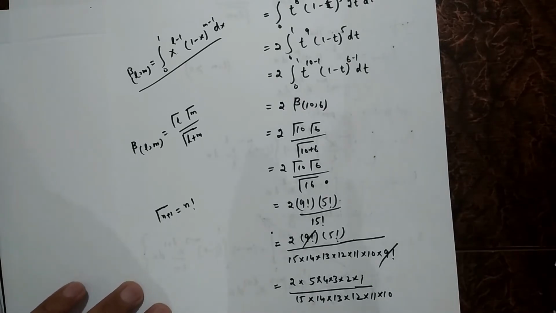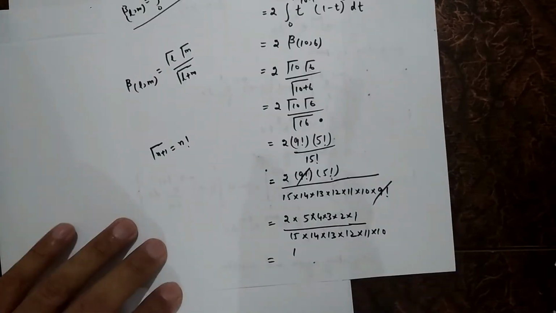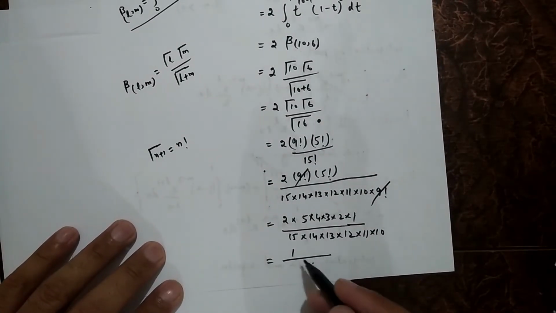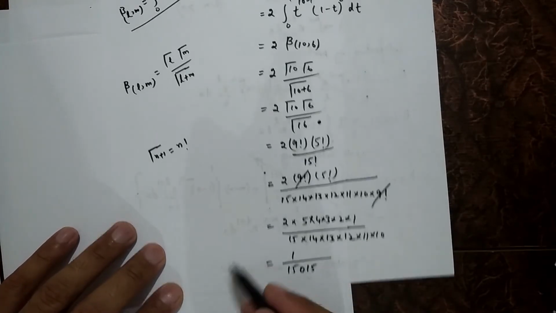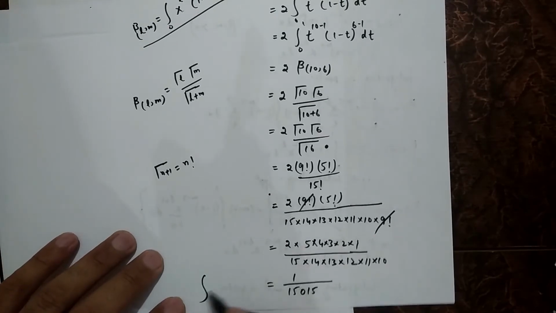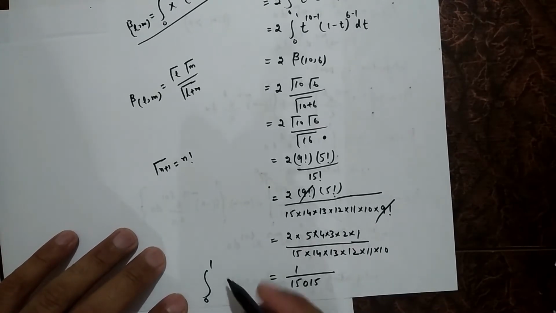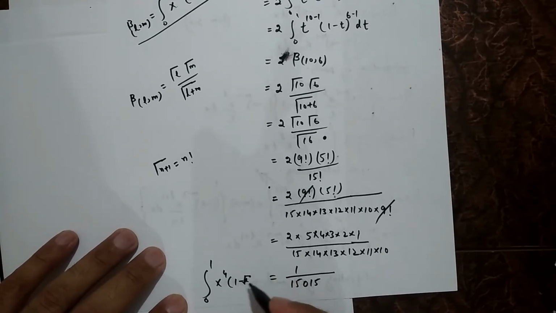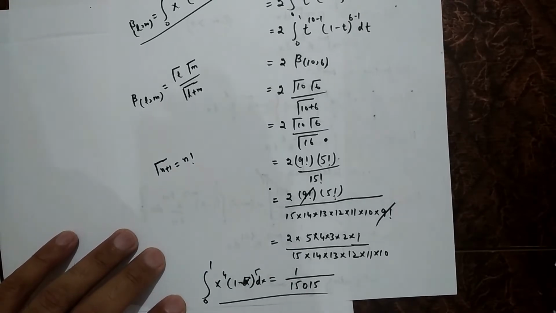Now by simplifying this we get 1 upon 15,015. So this is the result of the integral which we had evaluated, x to the power 4 into (1 minus √x) to the power 5 dx. So this is the result.